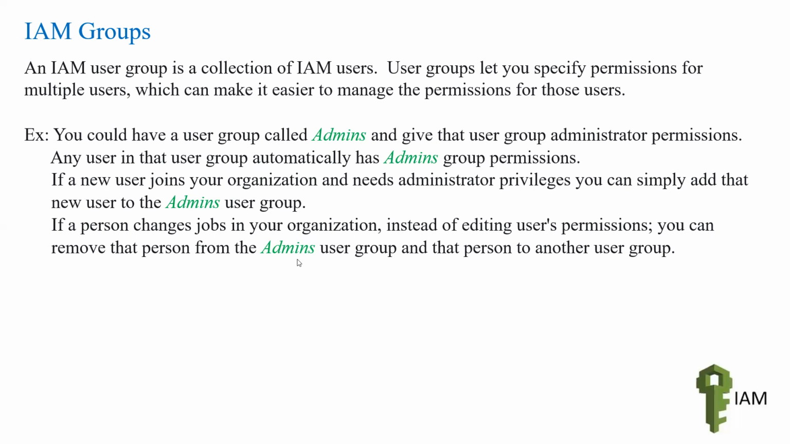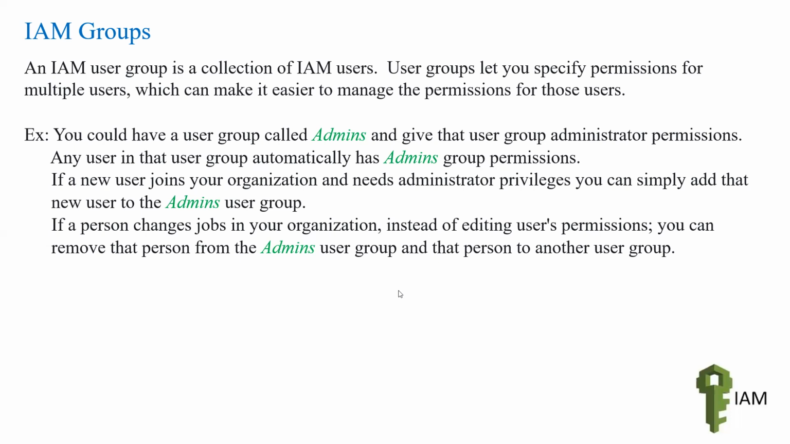So what if this person joins another team or leaves the organization? Instead of editing or removing permissions set to this user, simply remove that user from that admin group. So that particular user loses all the administrative privileges. He simply becomes a user account in the system without any policies attached. That user cannot perform any activities other than just logging into the AWS console. Got it? All good?